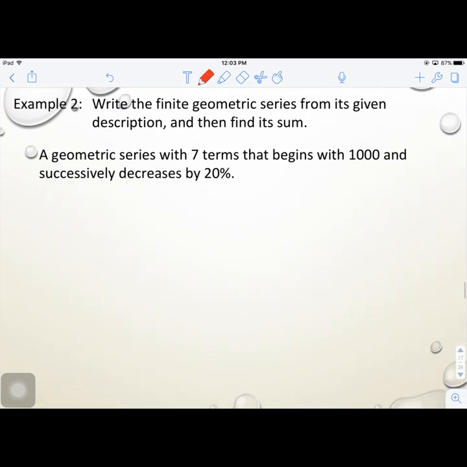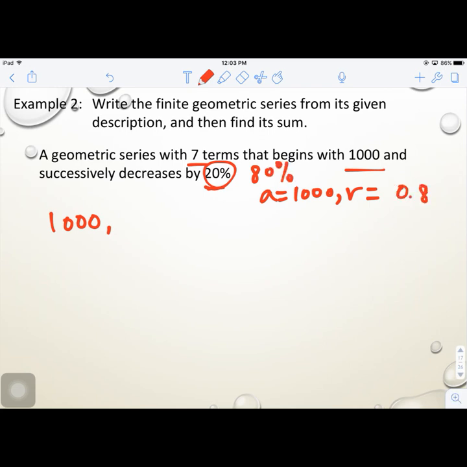Next, we're going to move into example 2, which is writing the finite geometric series from the given problem. A geometric series with 7 terms that begins with 1000 and successively decreases by 20%. So we must understand that we are starting with the term 1000, and so a is actually equal to 1000. And we know that the ratio is actually, if something is decreasing by 20%, that means it's only coming back at 80%. So the ratio is actually 0.8. And then we have n is equal to 7 because that is the given number of terms.